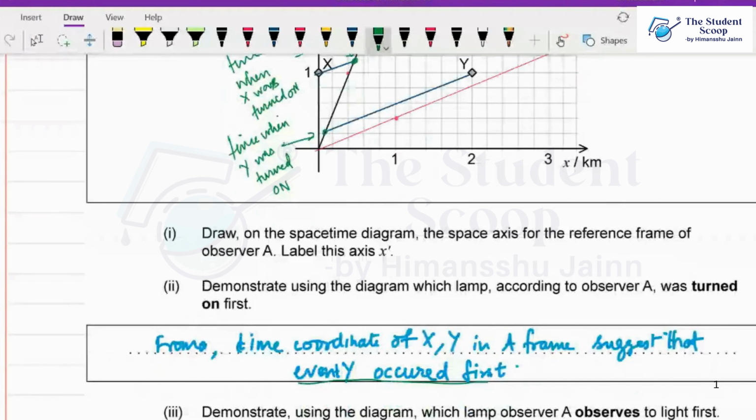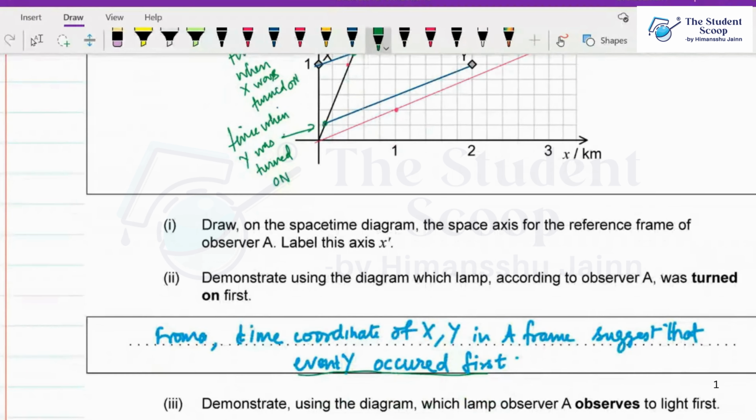The next part of the question is demonstrate using the graph which lamp observer A observes first. Now you try to understand this. In relativity, things are different than the usual surrounding observation we have. Usually, when I press a button, the light is immediately turned on. But in the cases of relativity and the speeds that the objects are moving, the light being turned on, and then receiving that light are two different events. So when they say A observes the light first, light will be emitted from X and Y, and then it will be reaching observer A.